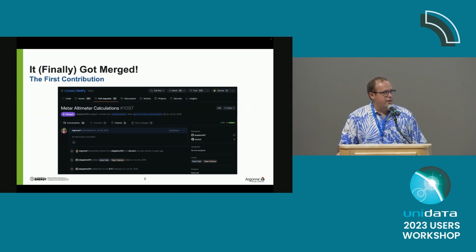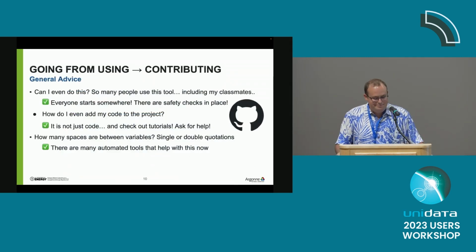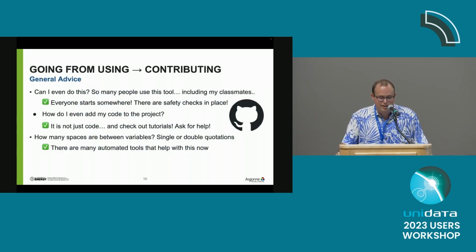And so there's all these different challenges that get in the way, and here's some general advice for getting past some of these. Along the lines of imposter syndrome, everybody starts somewhere. And there are these different safety checks in place. For example, with MetPy during that summer, there's the idea of writing tests and creating this initial prototype that, after it gets reviewed, finally goes into the main code base.